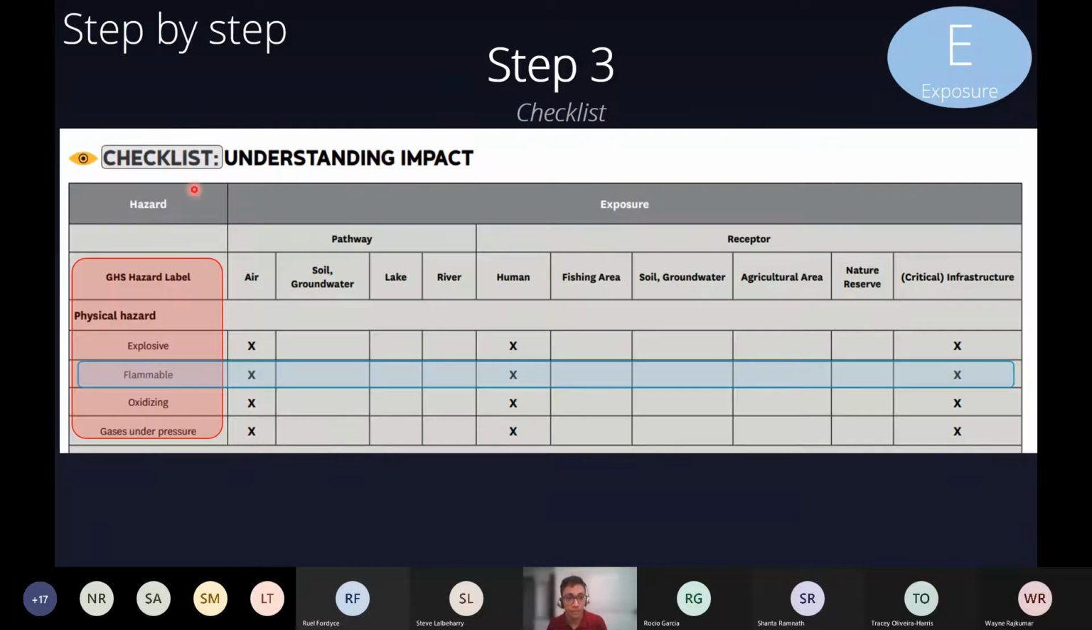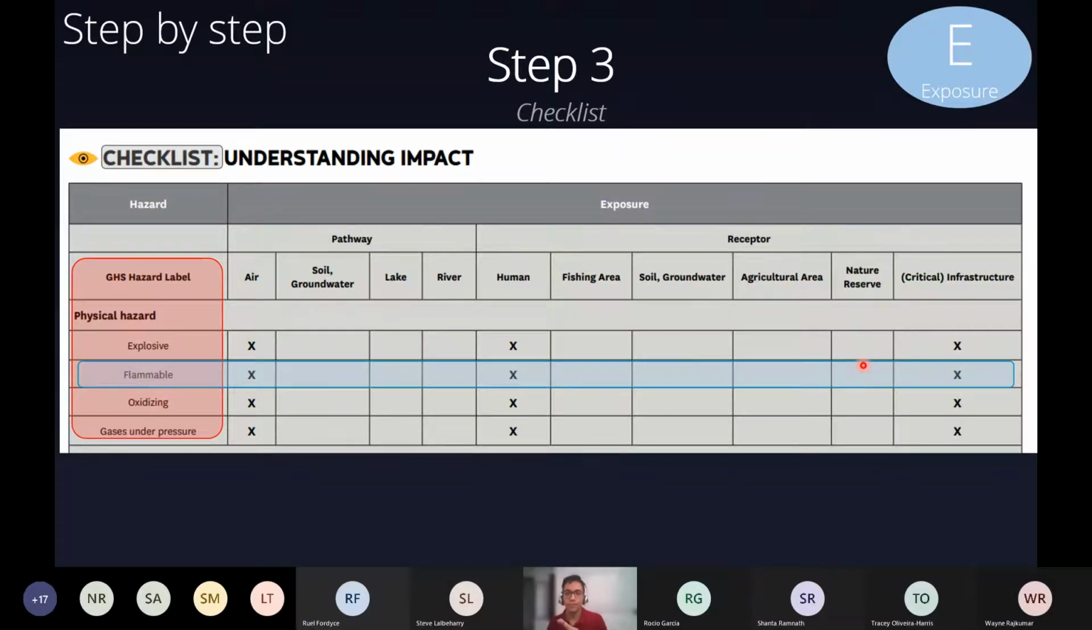If you go to the checklist, you can input in here the type of hazard label. In this case, is flammable, and it will tell you the pathway and the receptors. In this case, it is telling you that the receptors will be human and critical infrastructure. But you should also put your thinking and start like, okay, but probably agricultural areas may be affected, and if there is a natural reserve so close by, could be affected also.